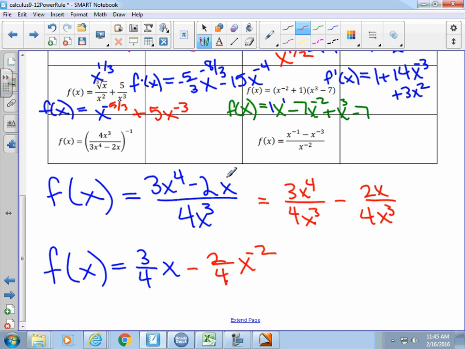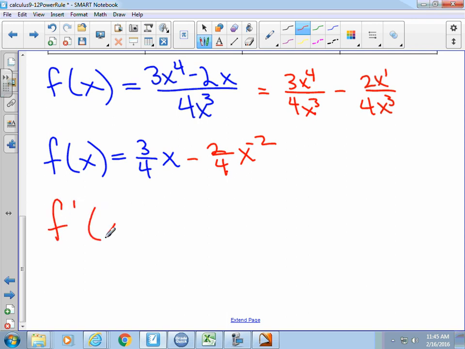Okay, so Devin, you see how this splits up? And then I just divide. The 3/4 just stays 3/4. X to the 4th divided by x cubed is just x. And then 2/4, which we could write as 1/2, times x to the 1st divided by x cubed. How do I divide? Don't I subtract exponents? 1 minus 3, which is negative 2.